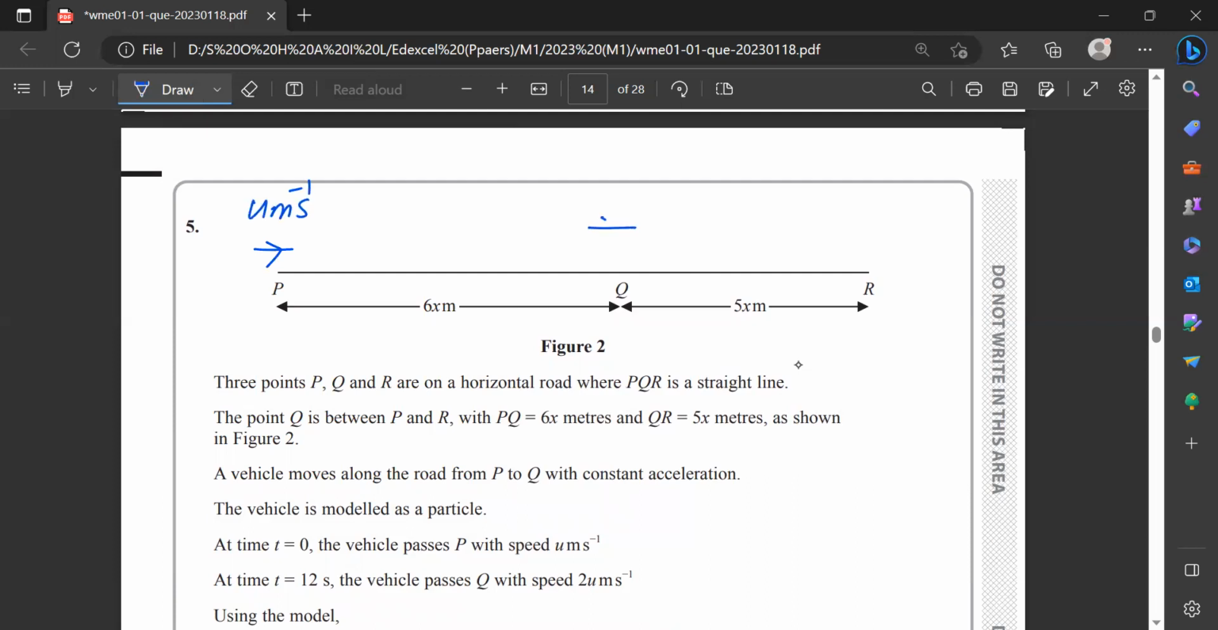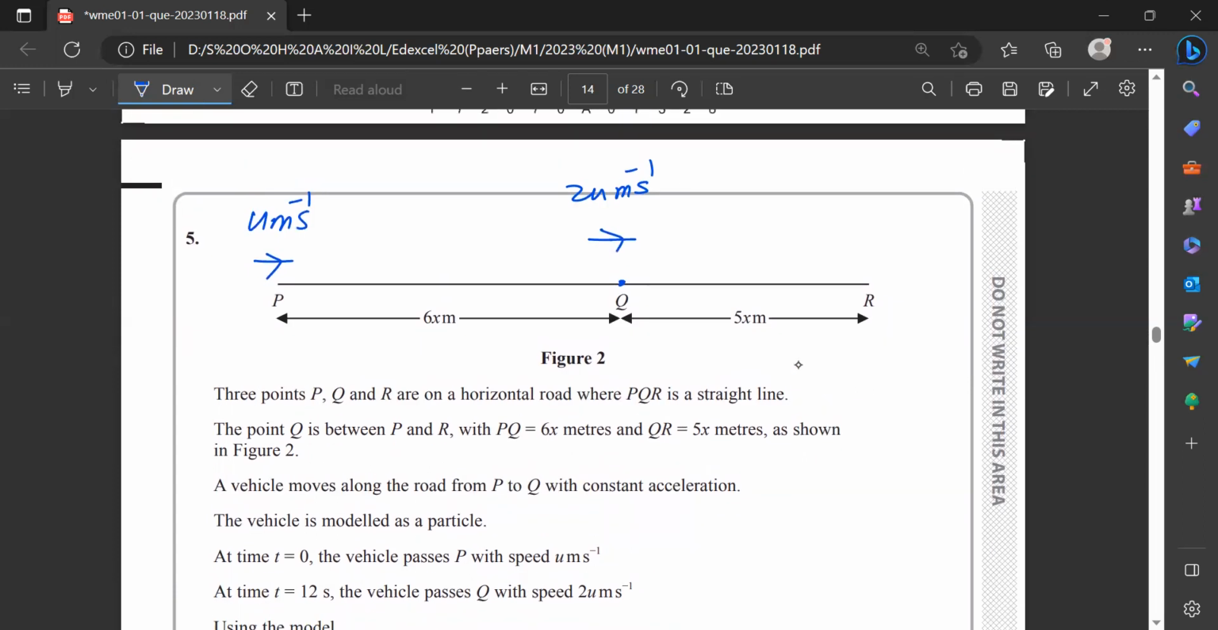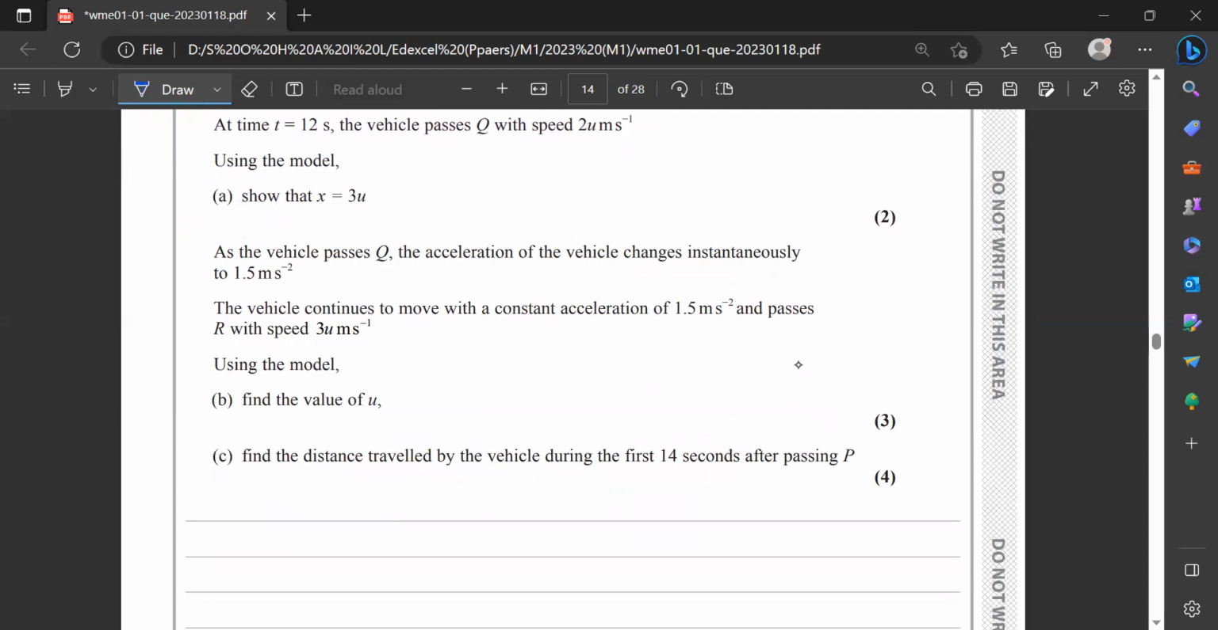And at Q, this point Q, it is 2u meters per second. So initial is u, the final is 2u, and the distance is 6x between P and Q. And time taken is 12 seconds from P to Q. So part A, P to Q motion. So I can write the data.